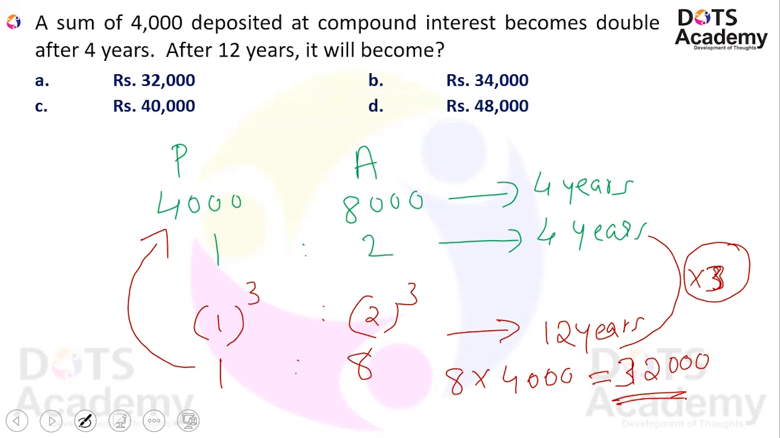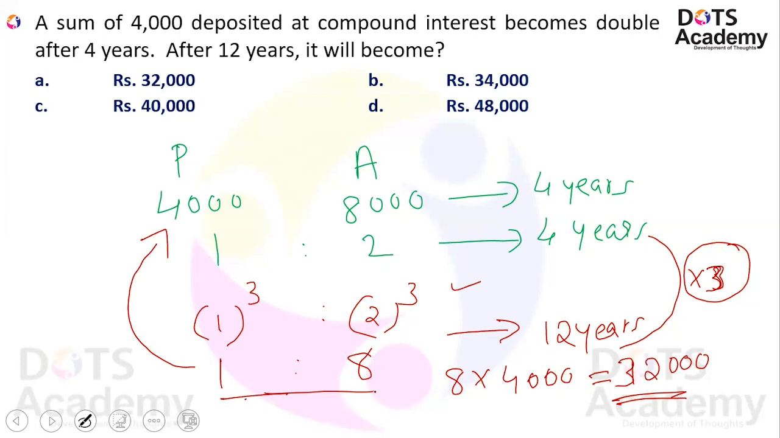Or we can again think about the same question. We can easily imagine, that is 4,000 becomes 8,000 in 4 years. Ratio 1 is to 2. Principal to amount ratio after 12 years: that is 4 into 3 is equal to 12. Therefore, ratio of principal to amount after 12 years is equal to 1 cube is to 2 cube. That is equal to 1 is to 8.